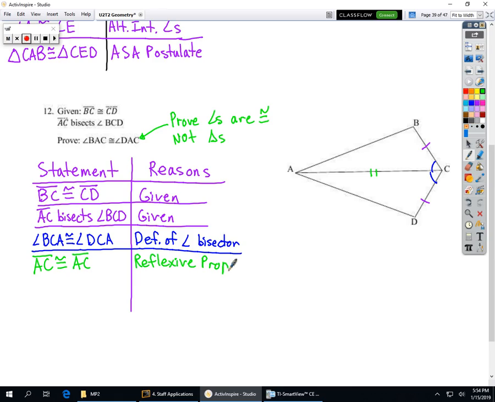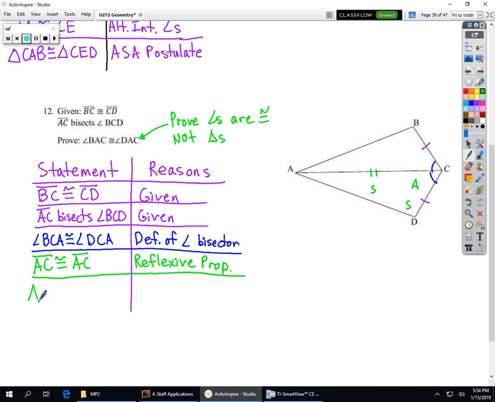Reflexive property. I don't feel like writing the whole word. Reflexive property. Now, what do I have? I have an example of, what is this? A side, an angle, and a side. This is the SAS postulate. I have now proven that triangles are congruent.